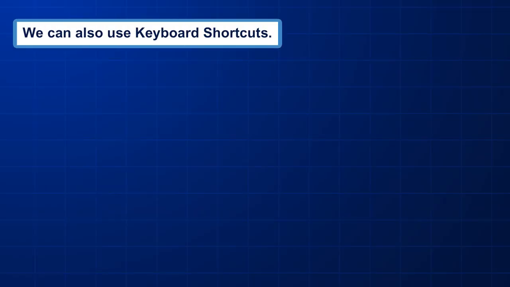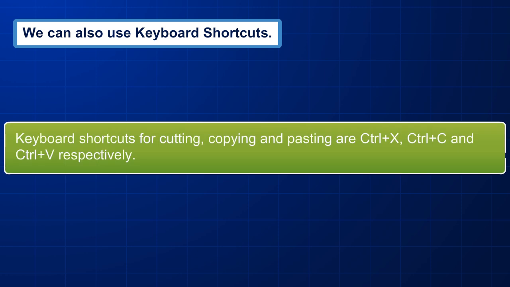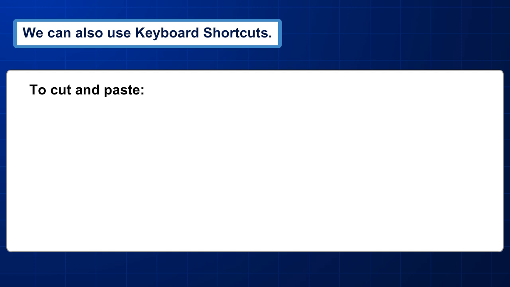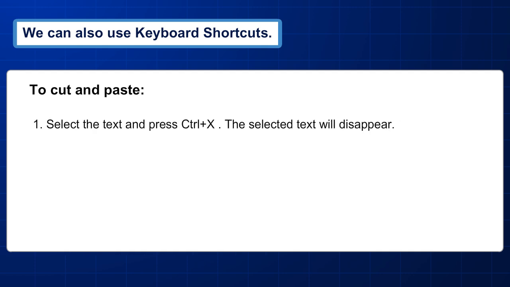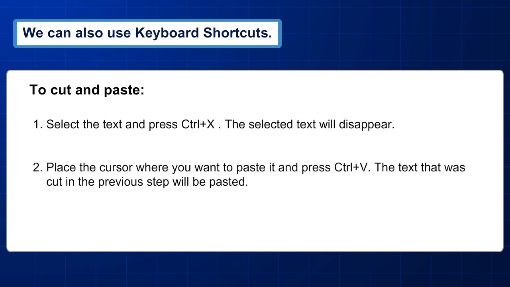We can also use keyboard shortcuts. Keyboard shortcuts for cutting, copying and pasting are Ctrl plus X, Ctrl plus C and Ctrl plus V, respectively. To cut and paste: 1. Select the text and press Ctrl plus X. The selected text will disappear. 2. Place the cursor where you want to paste it and press Ctrl plus V. The text that was cut in the previous step will be pasted.